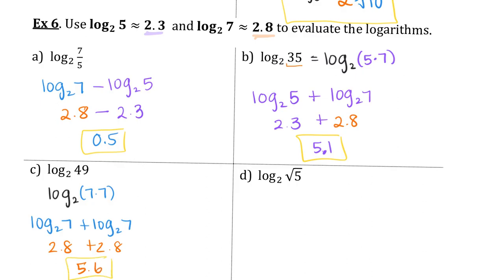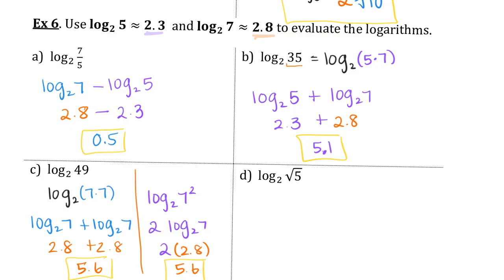The other way you could do it is to say this is the log base 2 of 7 to the second power. By the power rule, I would bring down the 2. But then the log base 2 of 7 is supposedly 2.8. So if I do 2 times 2.8, I also get 5.6. So that's the second method for doing it. Okay, let's look at the last one.